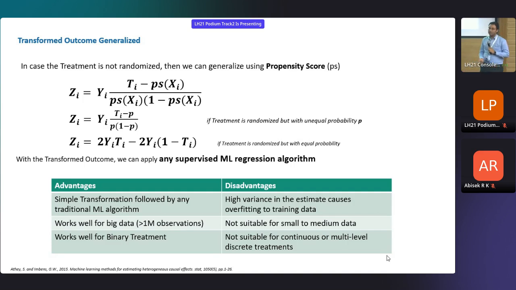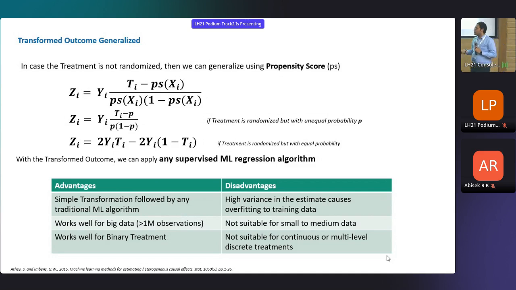Now once we are done with these transformations, we can apply any supervised ML regression model, say an XGBoost or any kind of gradient boosting model, to solve for this. Now, the advantage here is that it's a very simple transformation followed by any of the known ML models. And it really works well for large data sets, and also for the binary treatment, where it's a 0-1 kind of situation. The disadvantage is that there can be a high variance in the estimate, especially if we are having small or medium sized data.